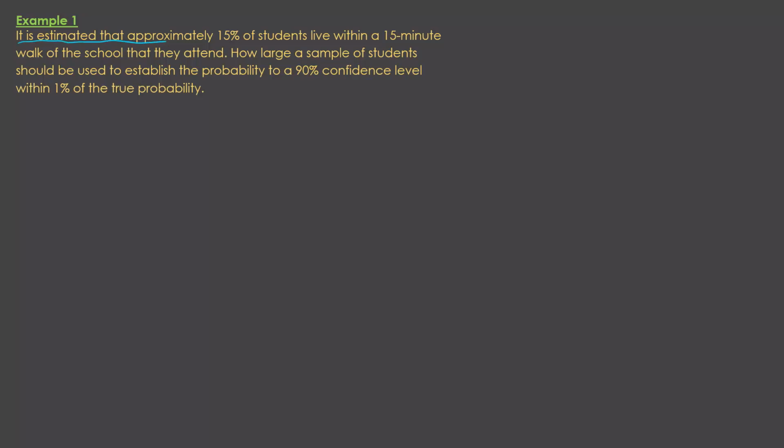It is estimated that approximately 15% of students live within a 15-minute walk of the school that they attend. How large a sample of students should be used to establish the probability to a 90% confidence level within 1% of the true probability? So our p hat here is 0.15.